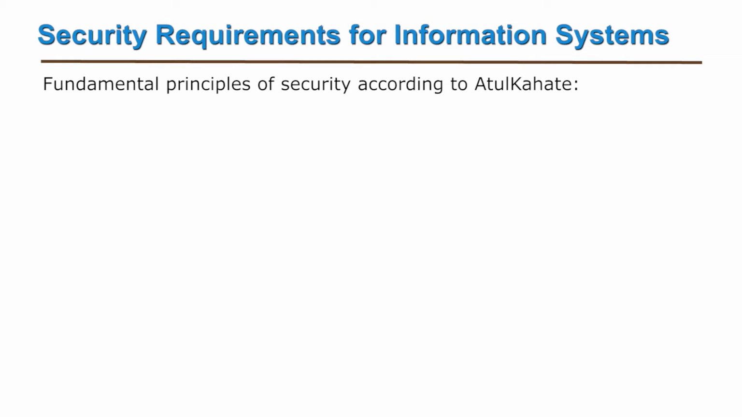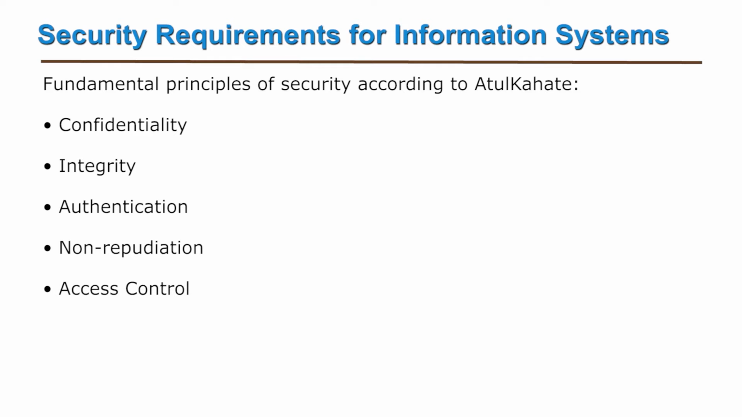The fundamental principles of security according to Atul Kahate are confidentiality, integrity, authentication, non-repudiation, access control, and availability. Basically, he has classified them into two types, namely the primary and the secondary principles. This classification helps us to understand how the attacks can be handled better. All the above principles can be explained with reference to the exchange of a message.